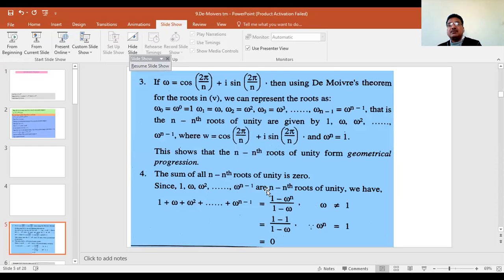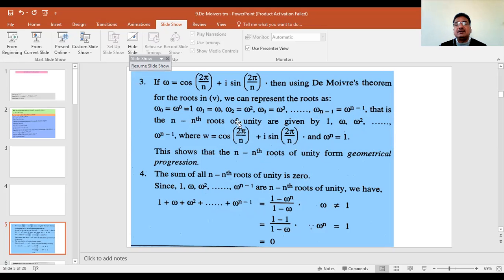And in this way, w_{n-1} is w raised to n minus 1. These are the new notations for the nth roots of unity, where w is this. And if you add them, we have this answer, by using the arithmetic sum: 1 plus w plus w squared up to w raised to n minus 1 equals (1 minus w raised to n) divided by (1 minus w).